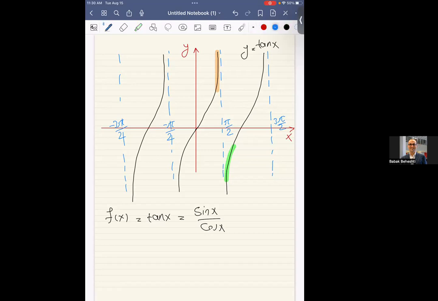So for tangent, you have infinitely many vertical asymptotes. You have the vertical asymptotes of tangent at x equal to pi half, 3 pi half, and so on. Also negative pi half, negative 3 pi half, and so on. So these are the vertical asymptotes of tangent.